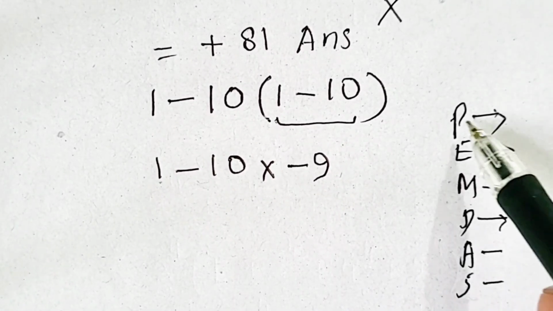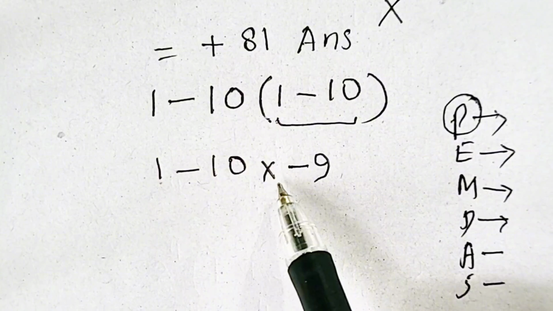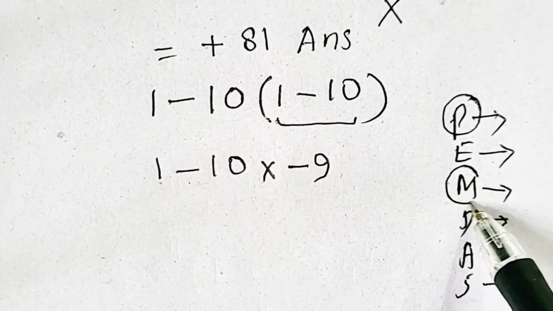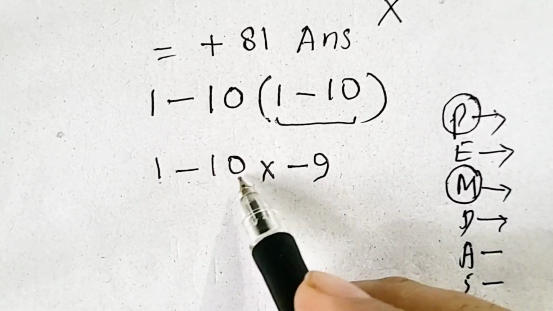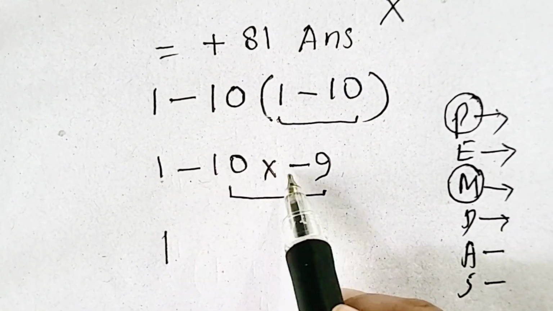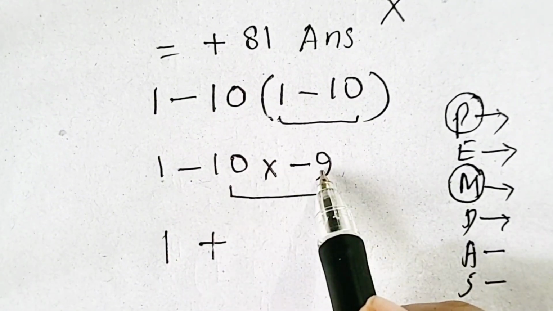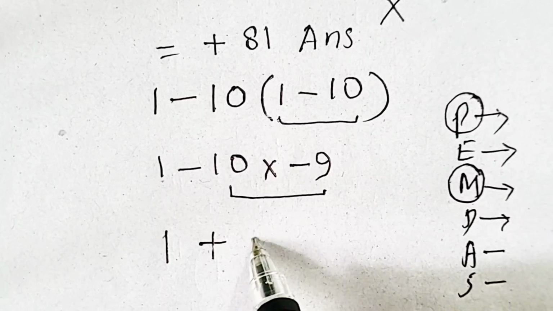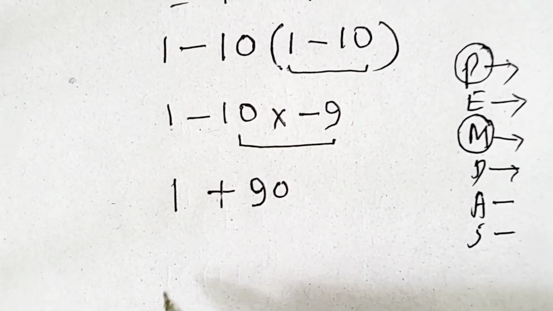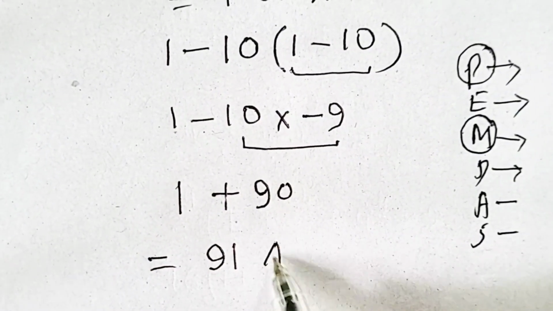Okay, now we have solved the parentheses, and now there is subtraction and multiplication, and according to this rule, multiplication is solved first. So here is multiplication, so we will solve minus times minus, it will be plus, and 10 times 9, it will be 90. So our answer will be equal to 91.